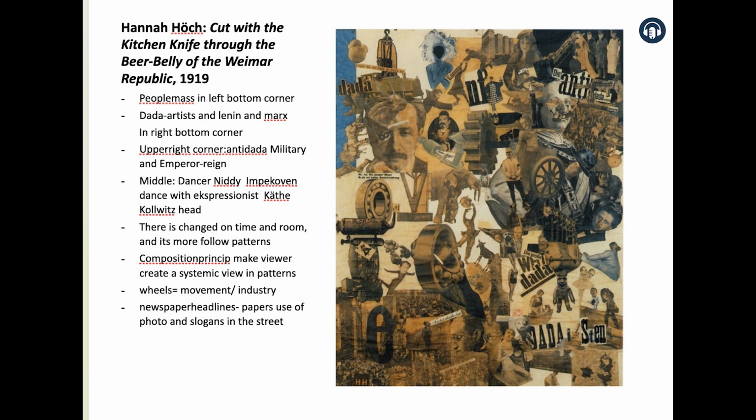And she also calls the picture a kitchen knife through the beer belly of the Weimar Republic. I see a surgeon cutting open the belly of the Weimar Republic, and then we see everything that is in this Weimar Republic. We have the history, we have the wheels of the future, we have the newspaper headlines, and all this kind of stuff. It's really chaos we see here.